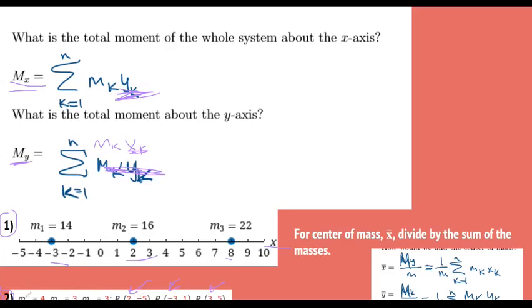if you're trying to find Mx, you would do 4 times -5, 3 times 1, 3 times 5. You would add all of those together. Once again, if it's Mx, we use the y values. And for My, we would do 4 times 2 plus 3 times -3 plus 3 times 3. So that's an important thing. That's the first type of question that you would see.